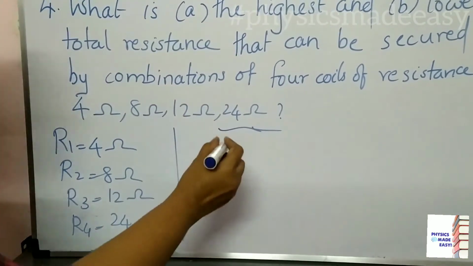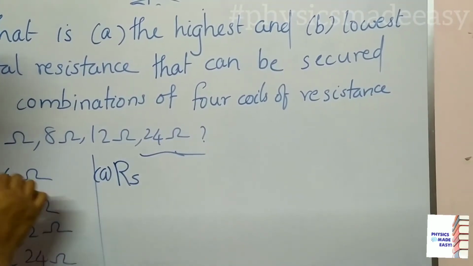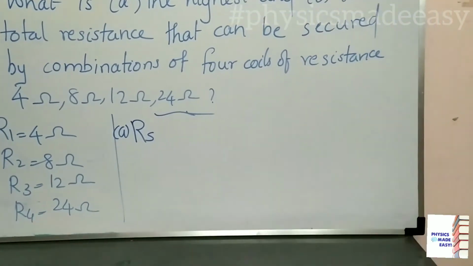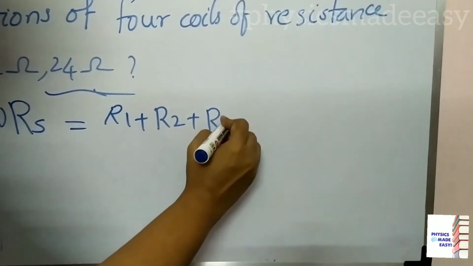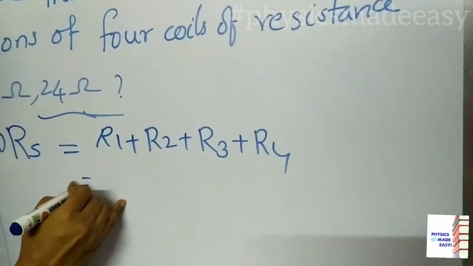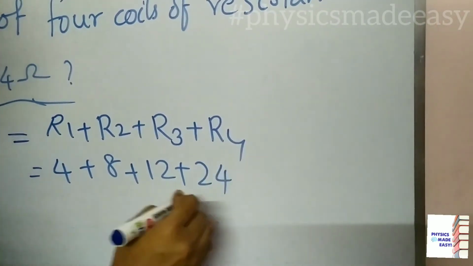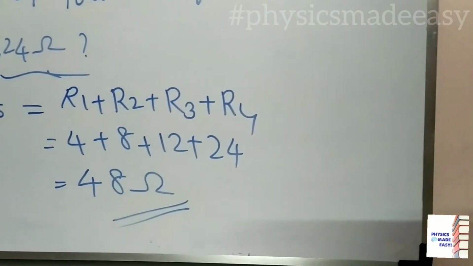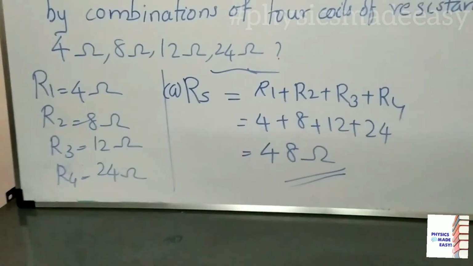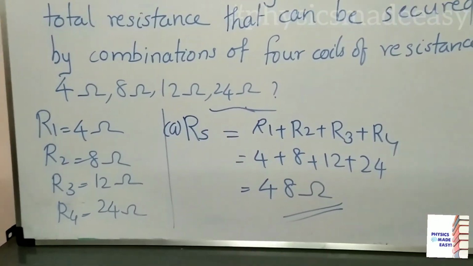So first you have to find the effective resistance if these are connected in series. Why? Because you will get the highest value of resistance. So here R1 plus R2 plus R3 plus R4. Here you can write 4 plus 8 plus 12 plus 24. 12 plus 12 is 24, 24 plus 24 is 48 ohm. This is the highest value of resistance that you can secure by using a combination. Which combination? There you have to use series combination.